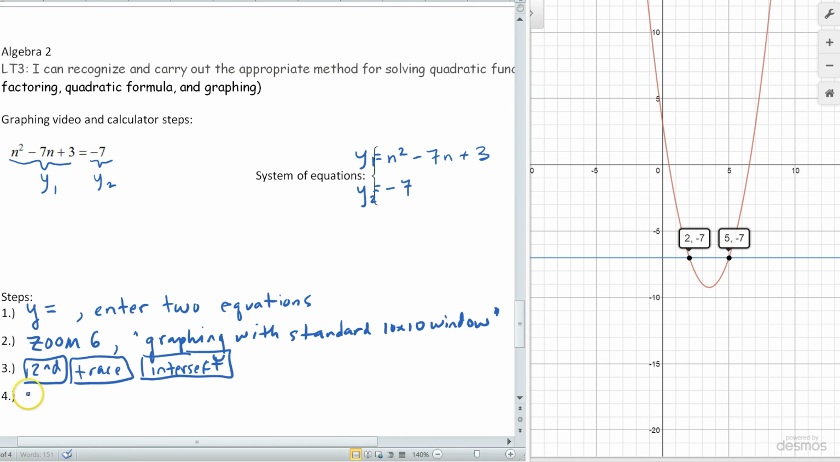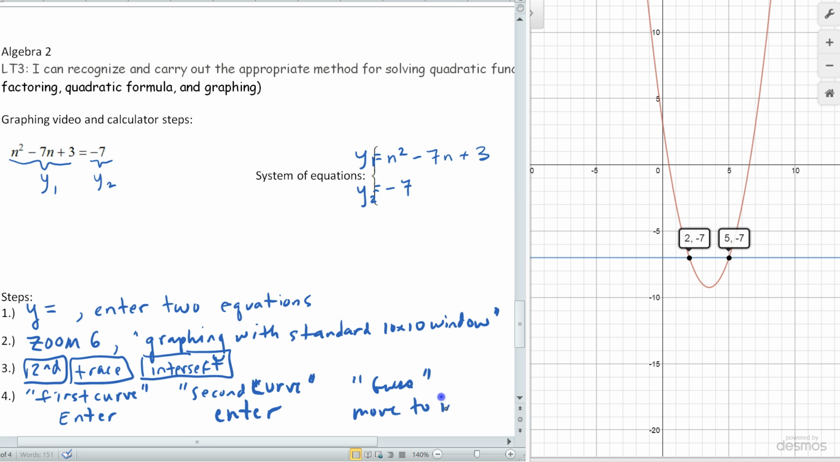Okay, so the fourth step, just to reiterate, is first curve, where you're just going to push enter. And then it's second curve, you're going to push enter. And then it's going to say guess. You're going to move to the intersection and push enter. And that should give you the two values you have over here on the right.